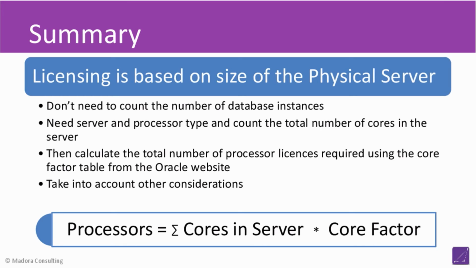So I think as we're getting close to the finishing time, we'll just summarise. Don't forget the licensing is based on the size of the server, the number of processors and the processor type. And you use the core factor and multiply it by that core factor table.